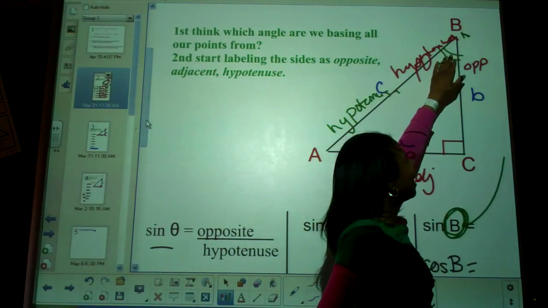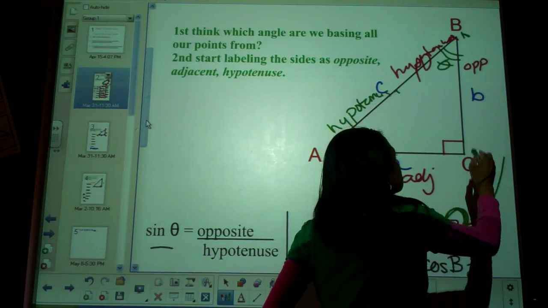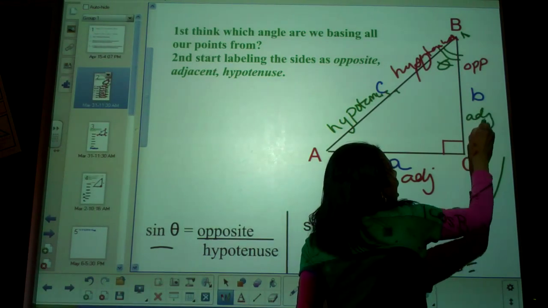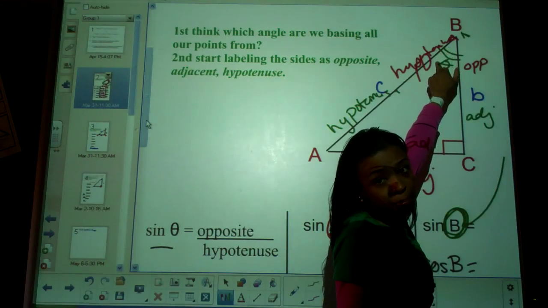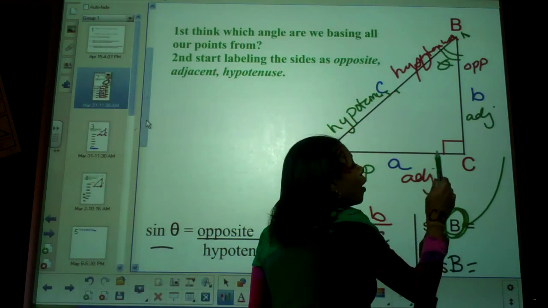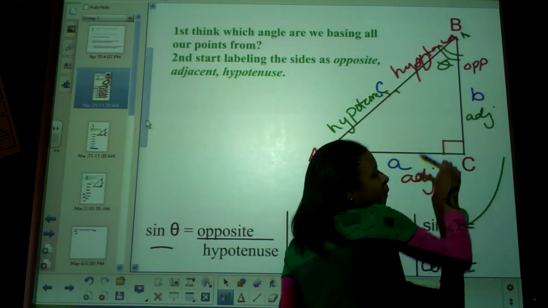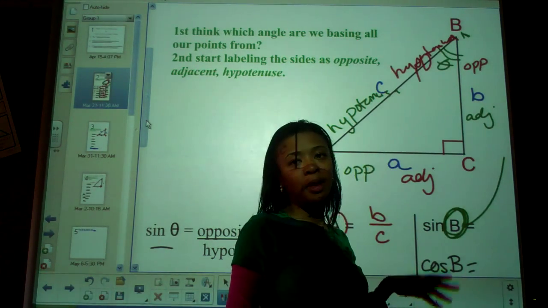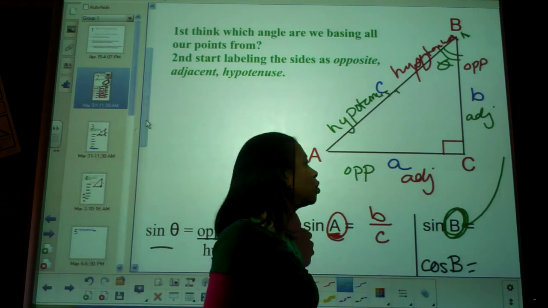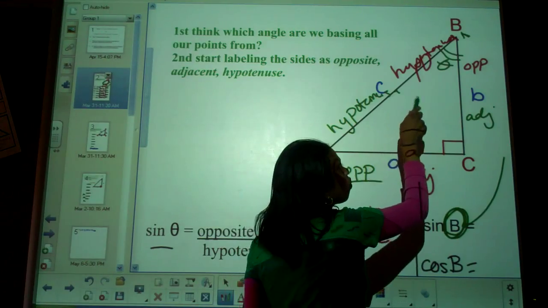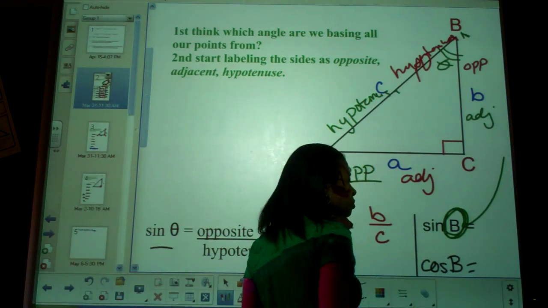And then the leg that's adjacent or next to angle B is side B. So in green, I know that side B is the adjacent leg in reference to angle B. Okay? Well, when I was talking about angle A, side B is the opposite side. It's across from. I use different color pencils and markers so that I don't get confused. I know for me in this case, the green represents the B in reference to angle B.